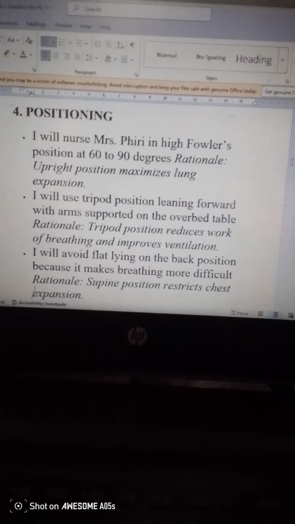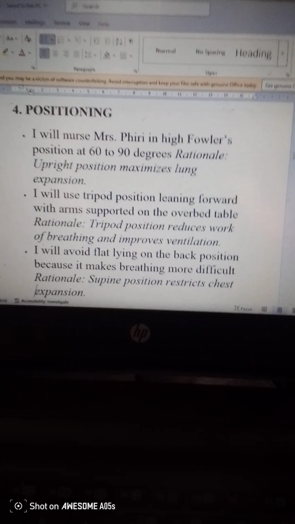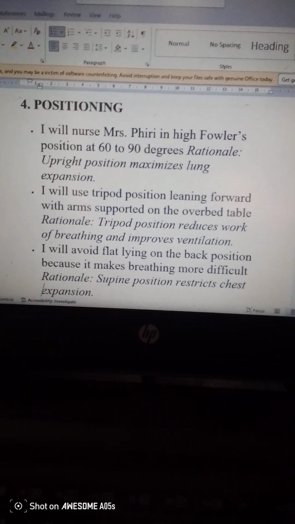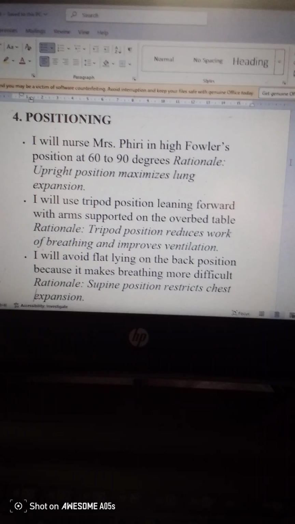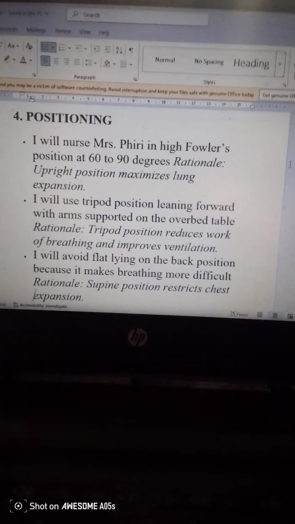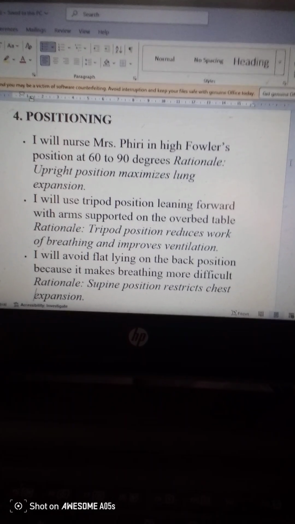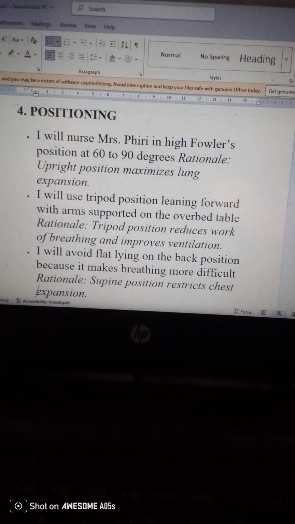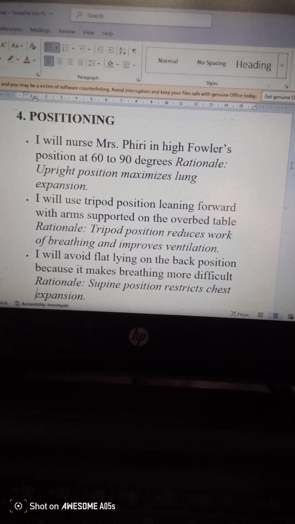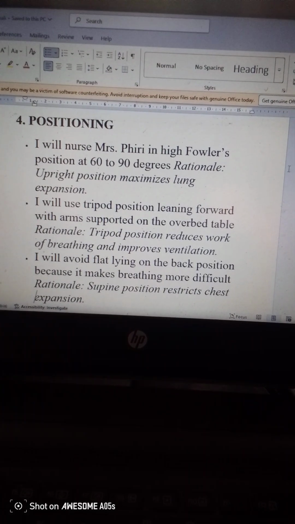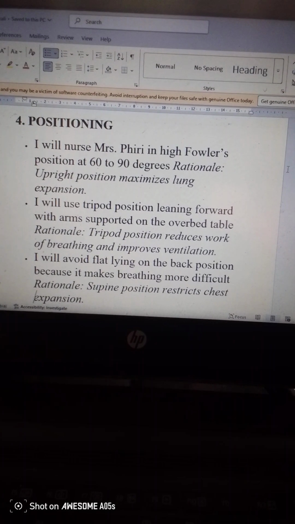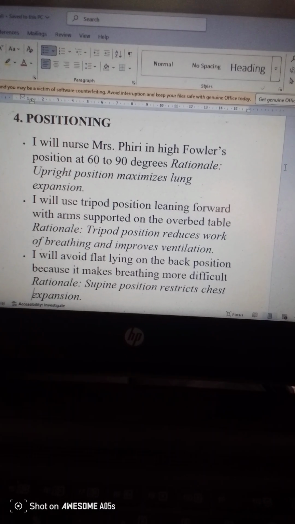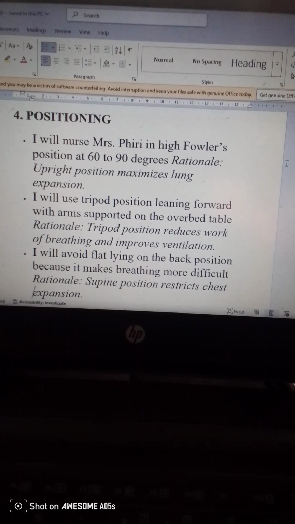In case you missed part 1, for you to follow through what we are discussing here, you should also refer to part 1, then you come to part 2. Okay, let us now begin today's presentation. So when you're looking at positioning, what are we mainly focusing on? Under positioning, you're going to nurse Mrs. Perry in high Fowler's position to 60 to 90 degrees. So the main rationale here is that upright positioning maximizes lung expansion.